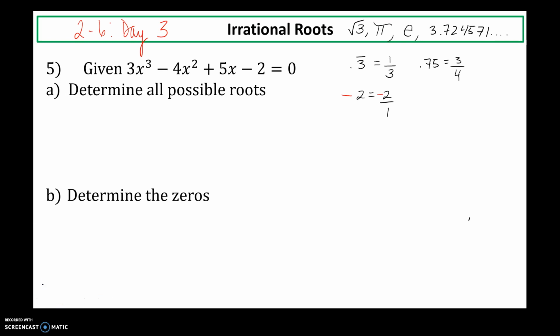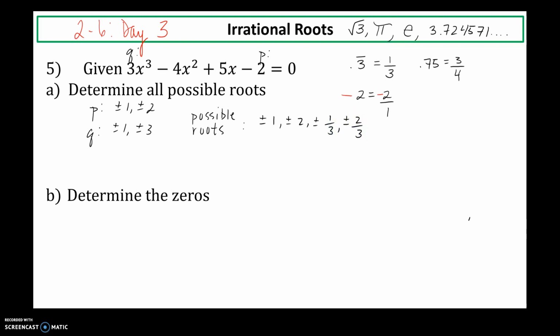Okay, it's still a number that can be written as a fraction. So determine all possible roots. Coefficients of factors of p divided by factors of q. So p: plus or minus 1, plus or minus 2. Q: plus or minus 1, plus or minus 3. So your possible rational roots would be plus or minus 1 divided by 1, plus or minus 2 divided by 1, plus or minus 1 divided by 3, and plus or minus 2 divided by 3.